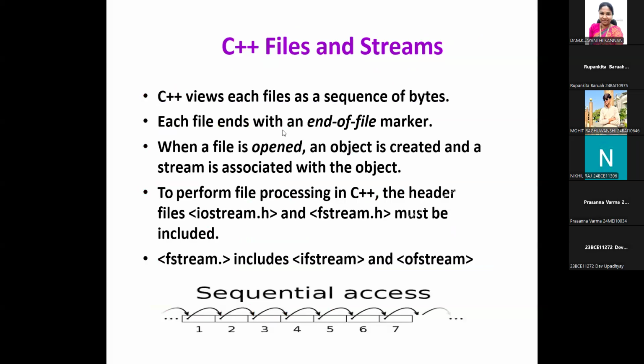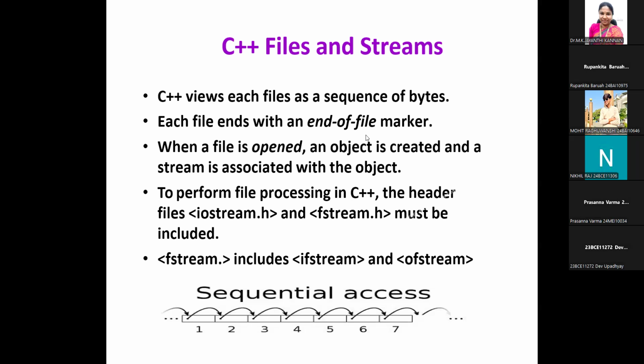If you take C++ files and file stream operations, C++ views each file as a sequence of bytes. In every file, we can store a number of data. It may be in text, data, or binary form, or we can create graphical files also. In graphics based files, we can store images like line, circle, rectangle, triangle, or give some movements to the symbols. We can create graphical images also, like logos and other symbols. Each file ends with an end of file marker.